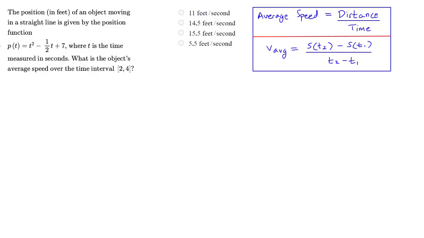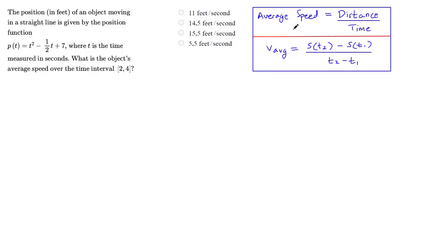So the problem reads, the position in feet of an object moving in a straight line is given by the function p of t equals t squared minus 1/2 t plus 7, where t is the time measured in seconds. What is the object's average speed over the time interval from 2 to 4? So we have a few answer choices over here. And what we're going to do is essentially use the same formula we used before, but in this context, we're using it to find the average speed.